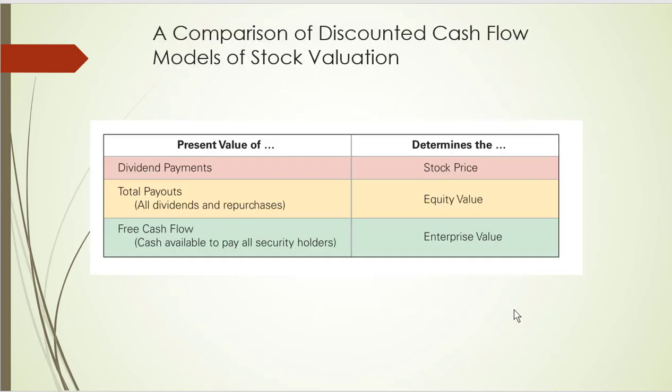So these three different techniques all address different parts of valuation. The dividend model looks at the stock price. The total payout model looks at equity value. The free cash flow model looks at enterprise value. So they all look at valuation from a different perspective for the company.